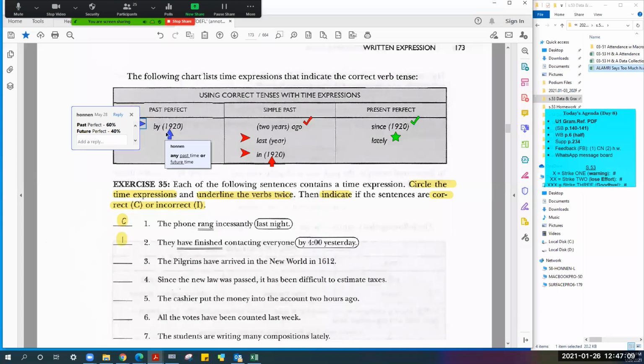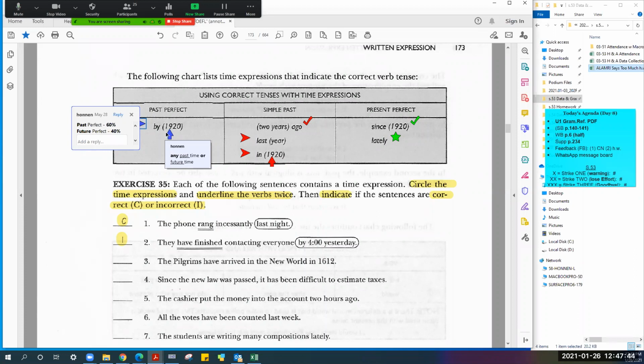By plus perfect? 1920. And look at the note on the left side. Yes, past perfect, 60%. Or future perfect, 40%. So sometimes it is future, sometimes it is future perfect. Okay? But mostly past perfect. Understand? Yazid, can you read the second note?